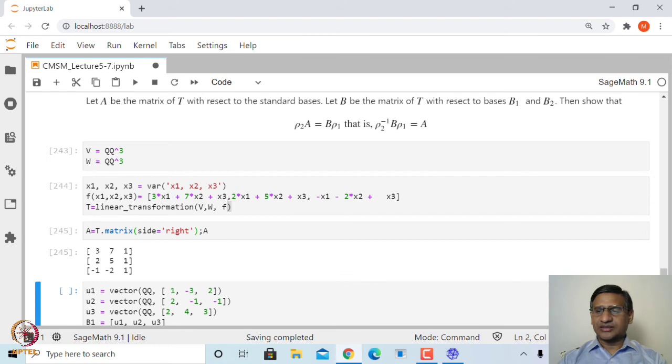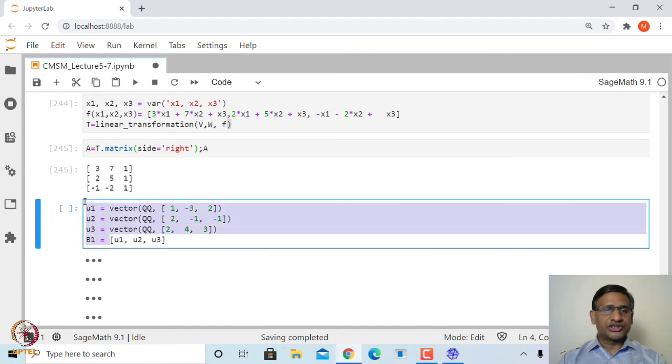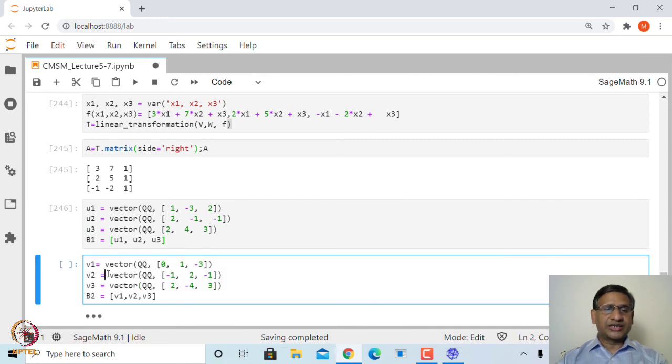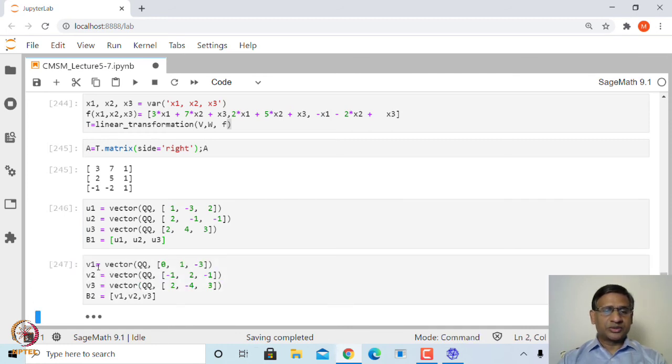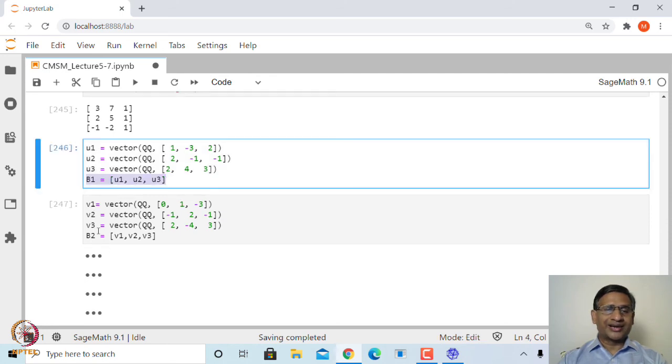Similarly, let us look at the basis B1, which is U1, U2, U3. You can check that this is a basis. Similarly, take B2, a basis which is V1, V2, V3. Again, you can check that this forms a basis. We need to check that B1 and B2 are linearly independent. I have already checked that they are bases, so I don't need to do that.